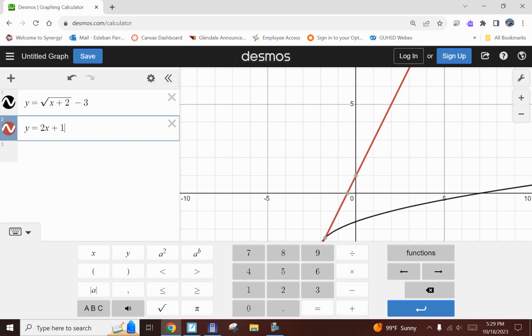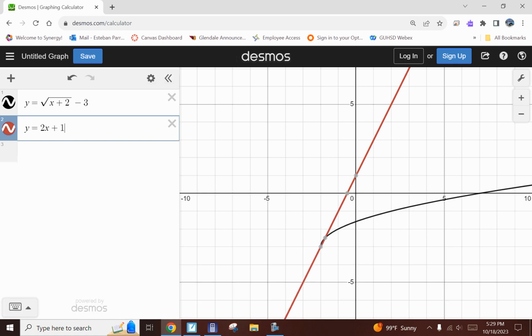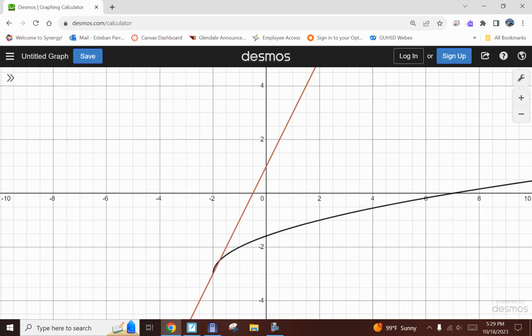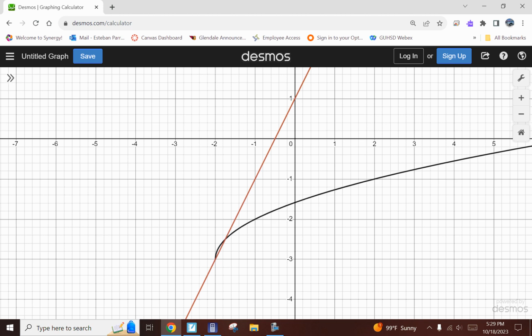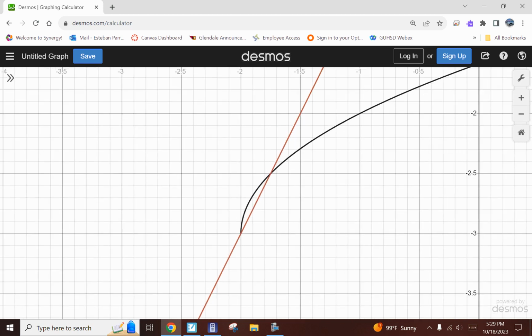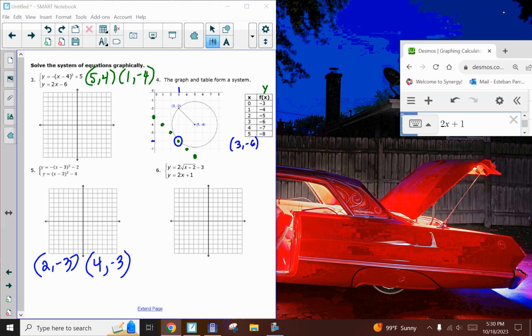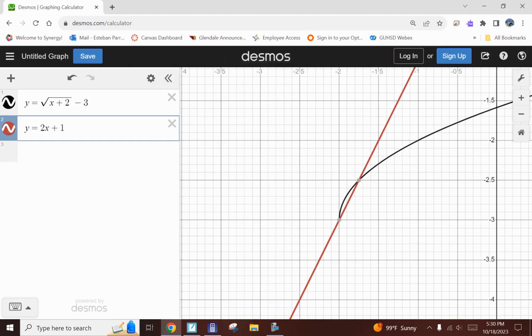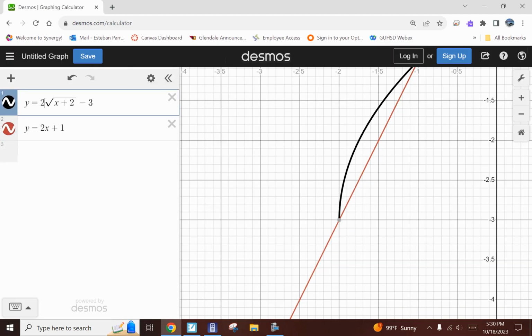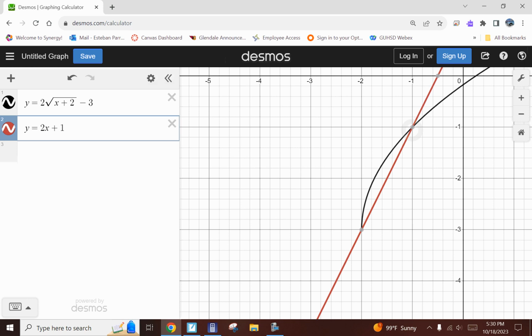So I'm going to maximize this so we can see this. I'm going to put that down and scoot this over. Actually, it looks pretty good. So I'm going to zoom in here to see where they cross each other. Let me make sure I typed this right. Let me go back. Oh, I forgot the 2 in the front. There's a 2 in the front of this. That's a little bit better.